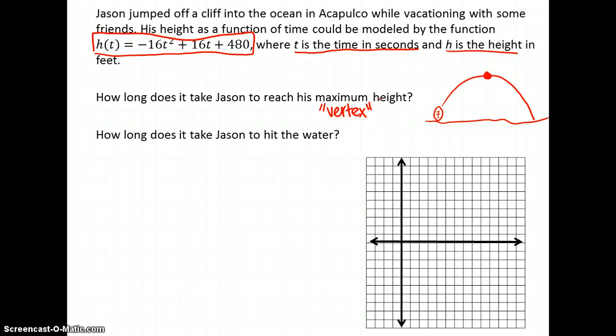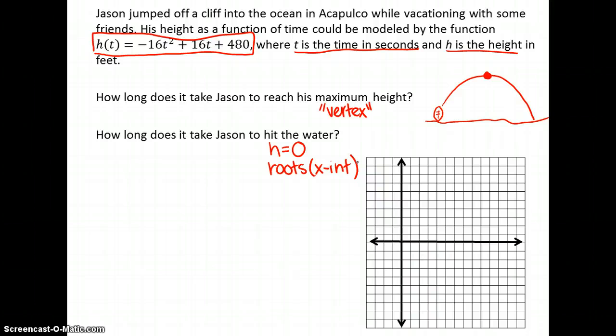And how long does it take Jason to hit the water? Well, what would Jason hitting the water be? If he's hitting the water, his height, h, is going to have to equal 0. Where does the height equal 0? Well, that's when we're at the roots of the equation, the roots or the x-intercepts. So those are the quantities we're looking for. We're just taking what we know about parabolas and applying it to a certain situation.